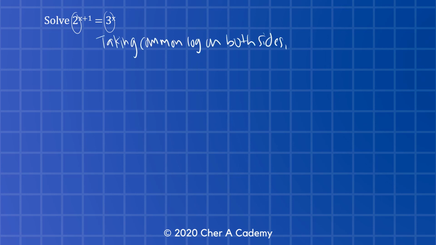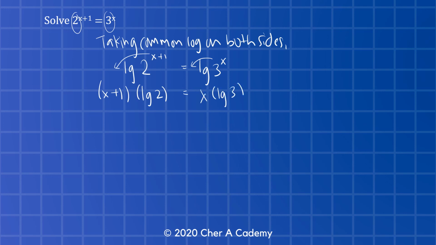So taking common log on both sides, I will have lg 2 to the power of x plus 1 equals lg 3 to the power of x. Using the power law, I will bring down the power. So I have x plus 1 multiplied by lg 2 equals x multiplied by lg 3.